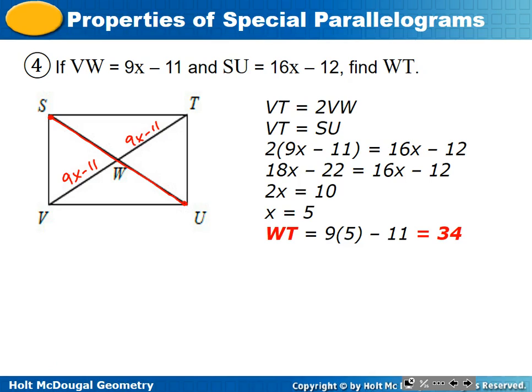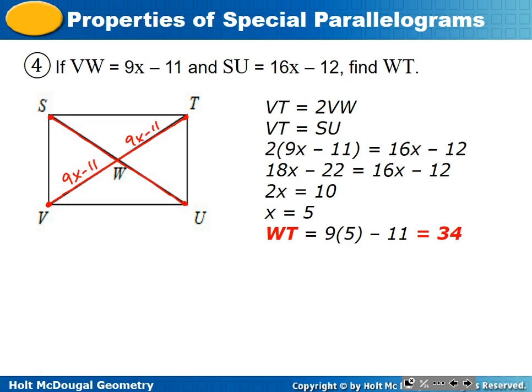So VT, the whole thing from here to here, is 2 times VW, and VT is equal to SU. So we're going to do 2 times 9x minus 11, and that equals 16x minus 12. So 2 times 9x is 18x, and 2 times negative 11 is negative 22.